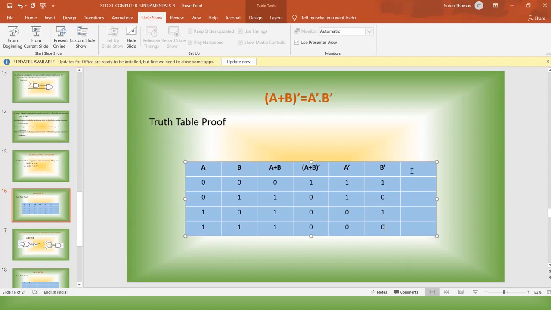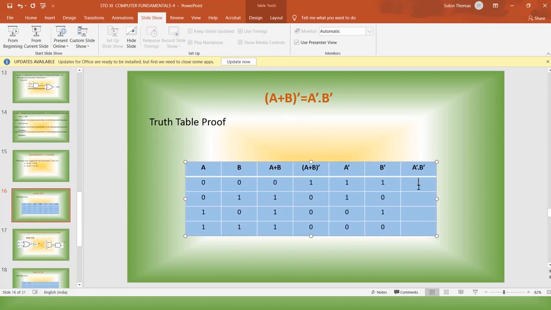Next, I am going to complete that RHS. A complement into B complement. This is A complement and this is B complement. Into means AND operation. So for these two values you have to perform the AND operation. The AND operation will produce one output if both the inputs are 1. If both the inputs are 1, then the AND operation will produce one output, right?